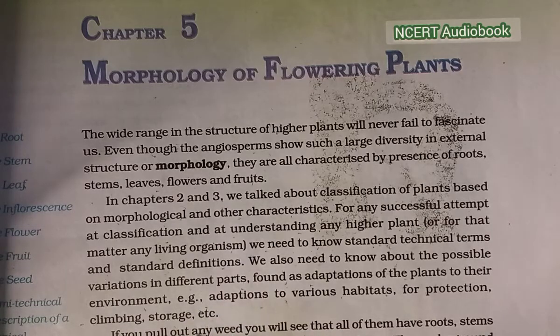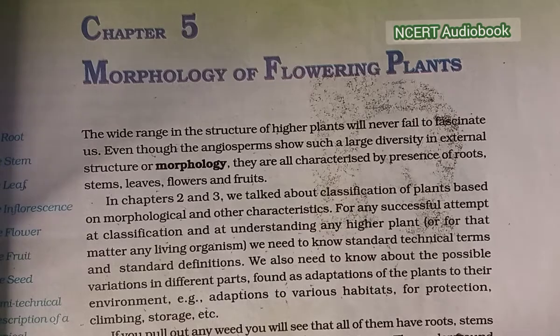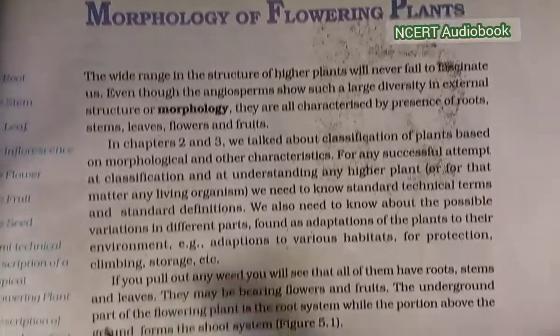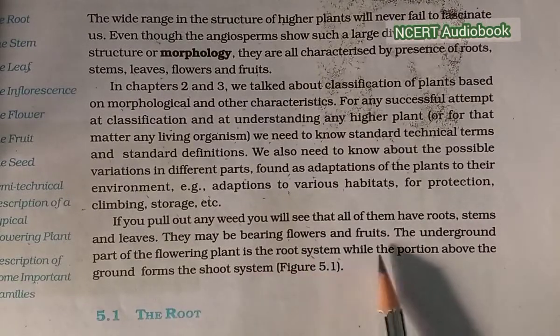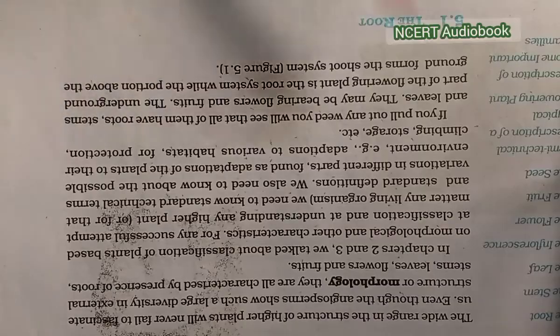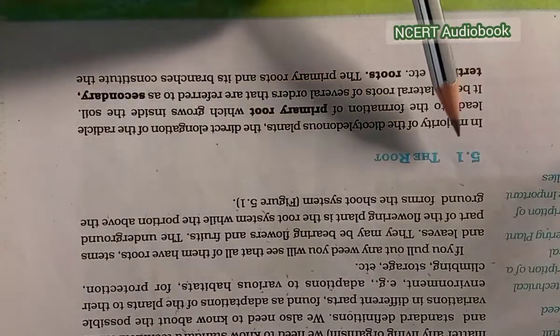If you pull out any weed, you will see that all of them have roots, stems and leaves. They may be bearing flowers and fruits. The underground part of the flowering plant is the root system, while the portion above the ground forms the shoot system. 5.1 The Root.